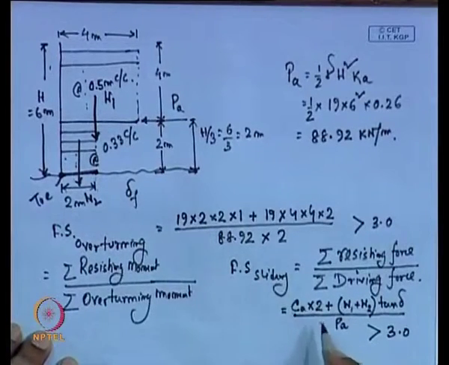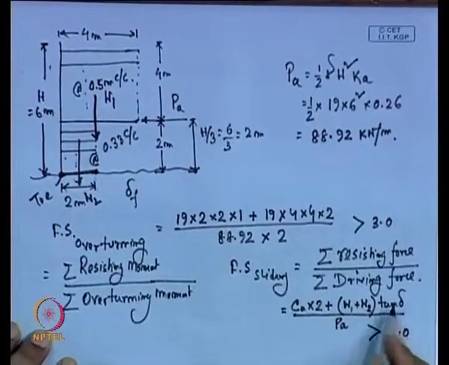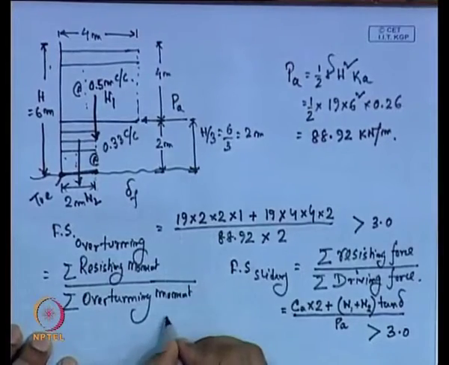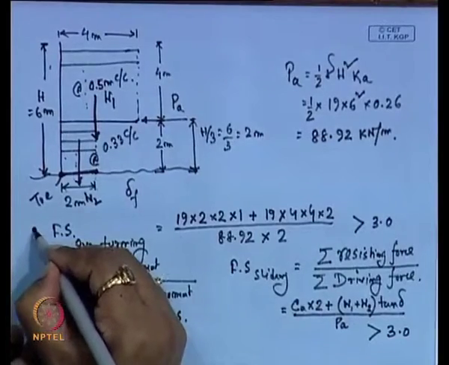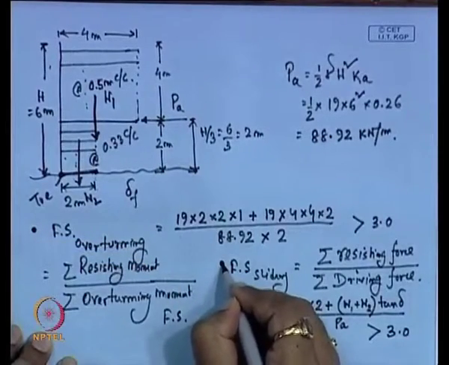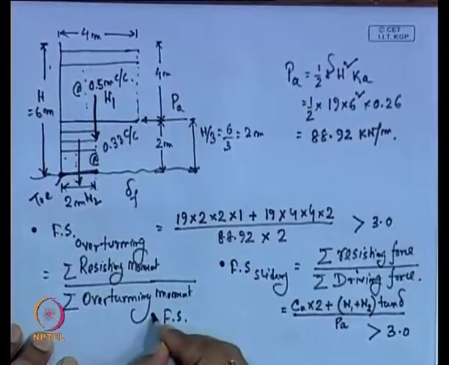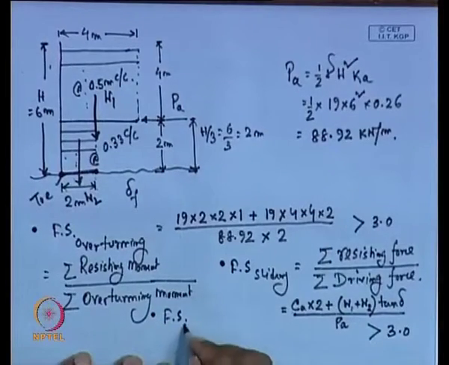So, now here C_A is 80% of C, and W1 and W2 we can calculate, this is tan delta into P_A. Similarly, for the factor of safety, this is one factor of safety, this is another, and this is another: the factor of safety for bearing capacity.